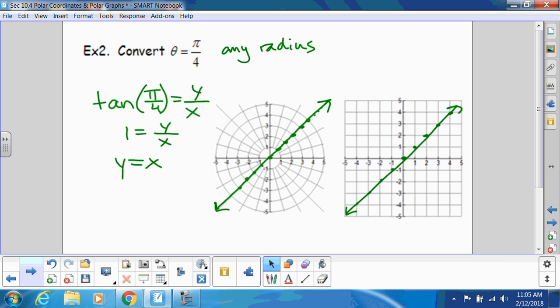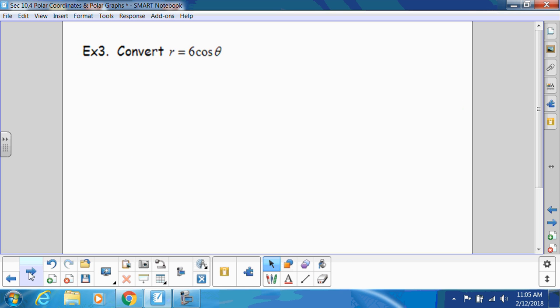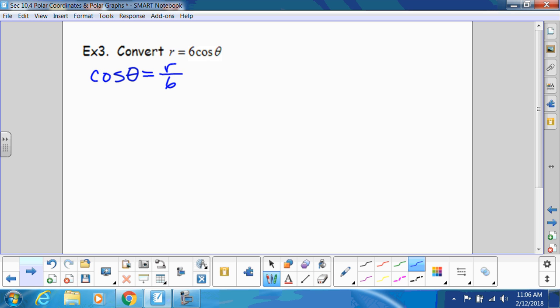So now let's do some harder ones. These have both radius and theta in them. All right, so again, we want to solve this for cosine of theta. That would be equal to r over 6. And remember that cosine of theta is equal to x over r. That's from our conversion.